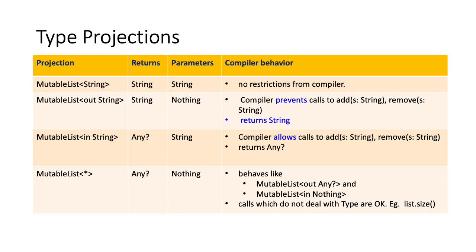In this table, in the first row, MutableList of type String has no restrictions from the compiler. In the second row, MutableList of out String, the compiler will prevent calls which take in the String as a parameter. For MutableList of in String, the compiler allows calls to add and remove, both of which take in strings. However, calls to get return Any?, optional. Kotlin also supports star projections, wherein neither read nor write operations are allowed.